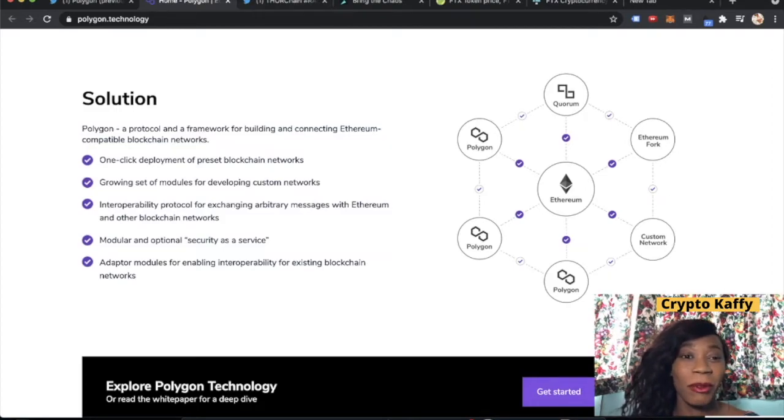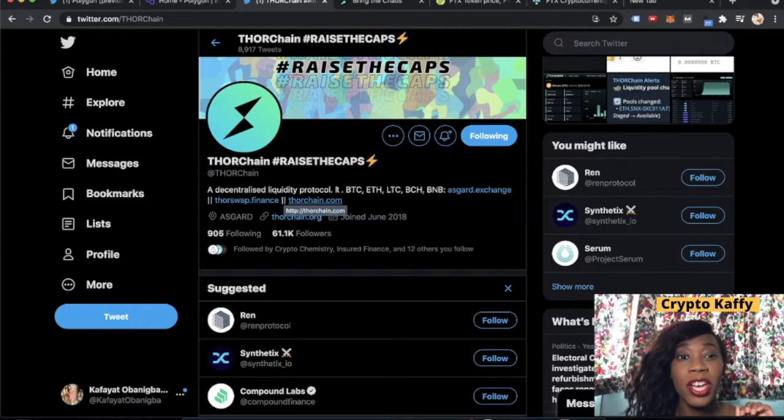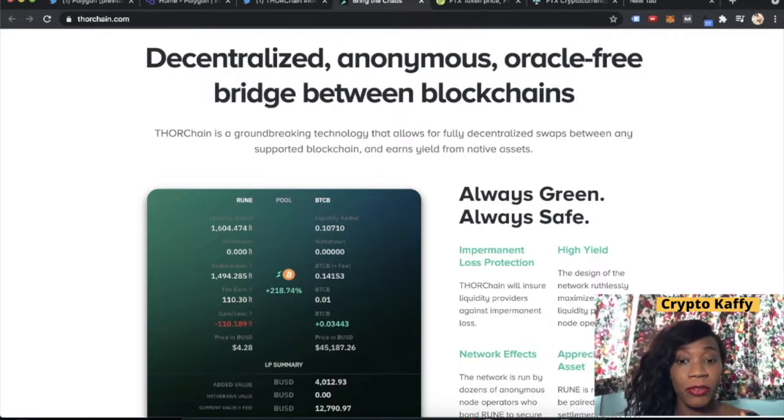Okay, so the next one I'm going to jump into is a coin called Thorchain. I'm sure many of you are aware of Thorchain. It's a decentralized liquidity protocol, and they are going to be doing really great things. When you get a chance, jump onto their website to see all the stuff they're doing, because they're a decentralized, anonymous oracle-free bridge between blockchains.